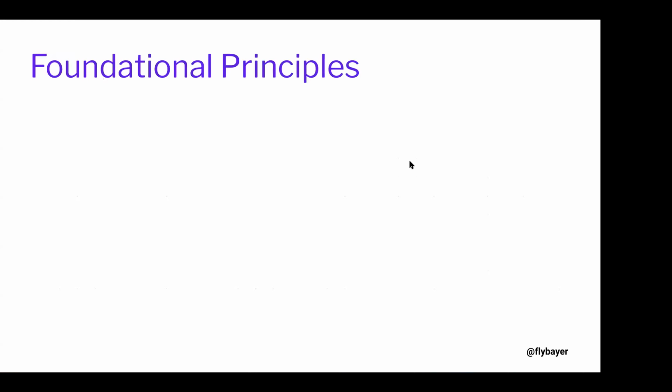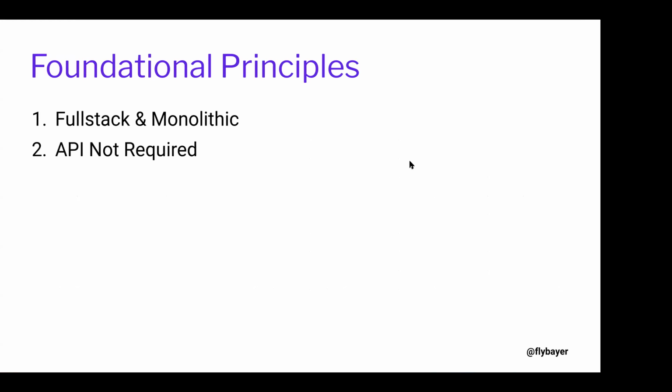So let's talk about the foundational principles of Blitz. I'm just going to list them here. Number one is full stack and monolithic, which I already touched on. API not required. Again, I mentioned it already. And then number three, convention over configuration. This means that by default, things just work, and you don't have to drown in a bunch of configuration just to get going. I think Webpack would be the opposite of this, right? And so we just want to make it simple, let you go, but then also have the ability to configure things if you want to, but you don't have to.